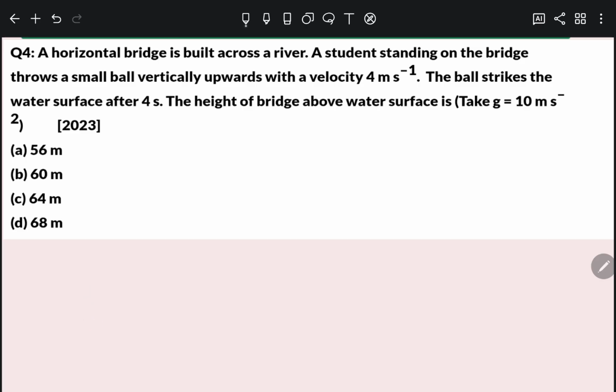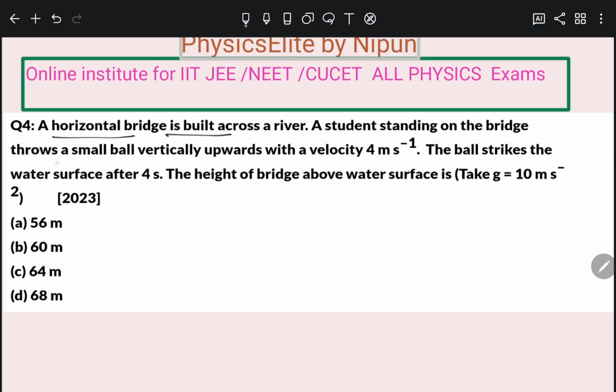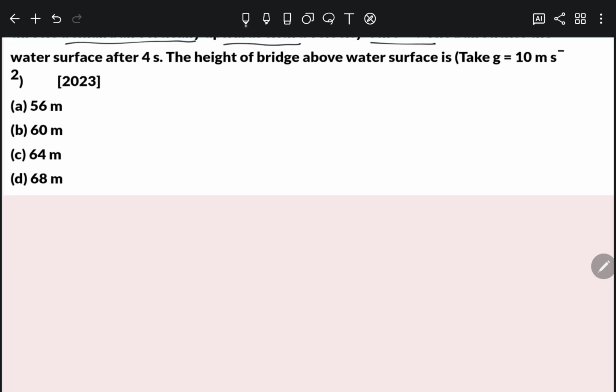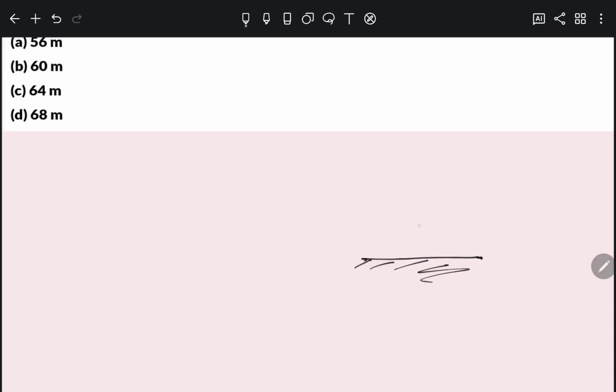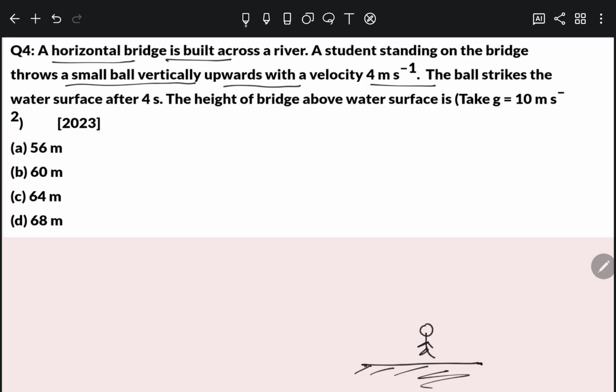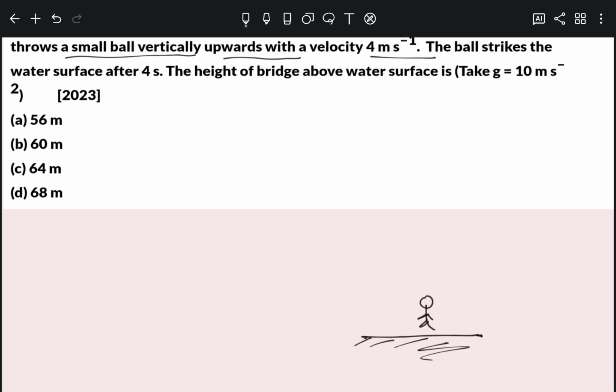In this question, they are telling that a horizontal bridge is built across a river. A student standing on the bridge throws a small ball vertically upwards with a velocity of 4 meter per second. So the condition they are showing is a horizontal bridge, and a student is standing on the bridge.